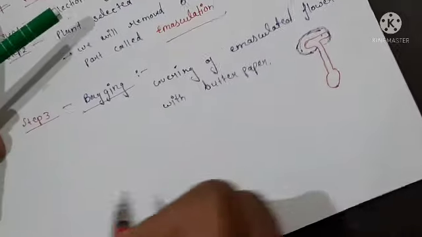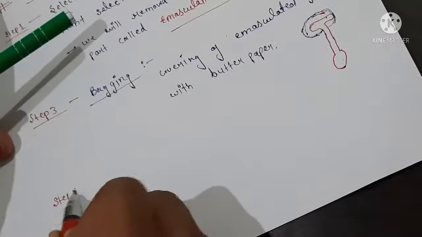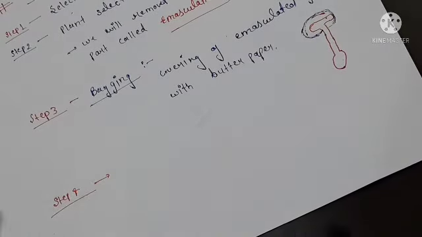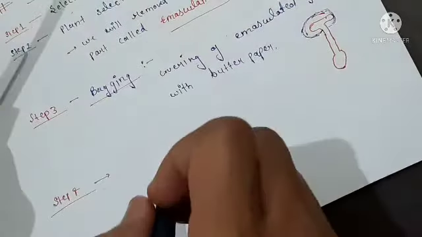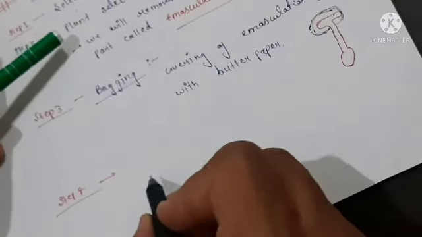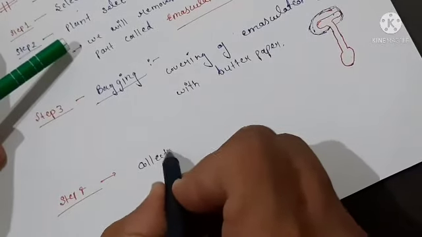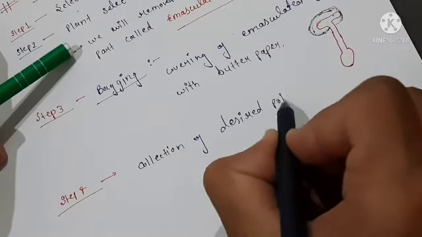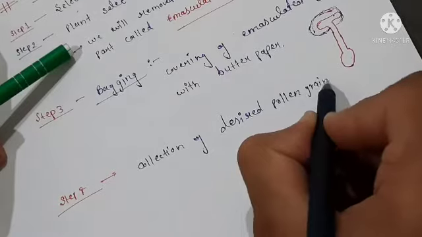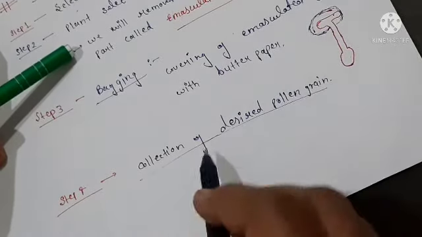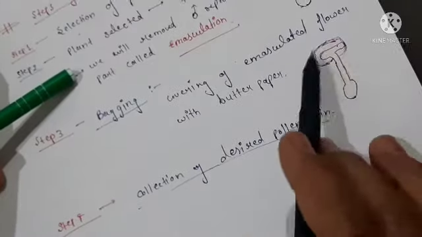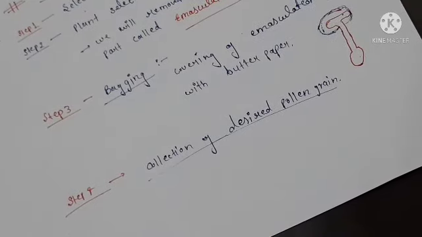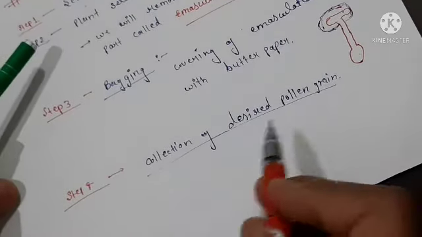In step 4, we will discuss more in simple language, so that you are clear in one time. In step 4, what will we do? We will do collection of desired pollen grain. After bagging, we will collect the pollen grain that is suitable and that we require.